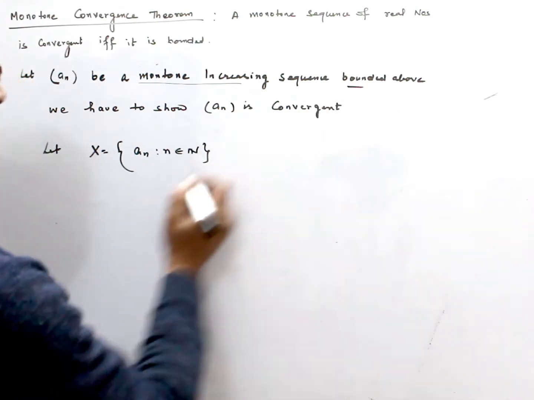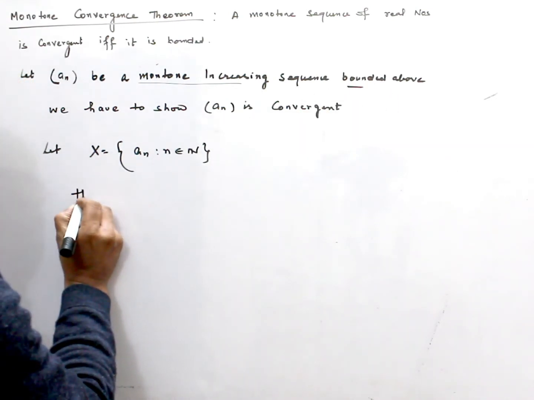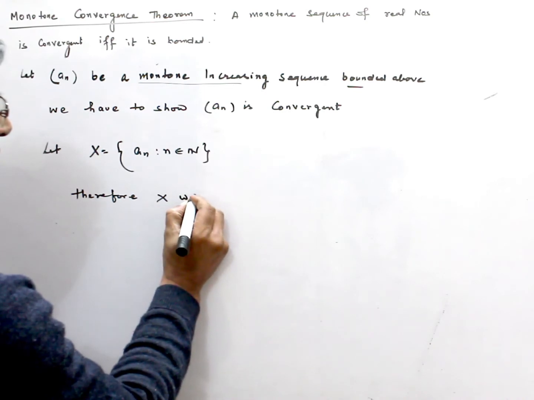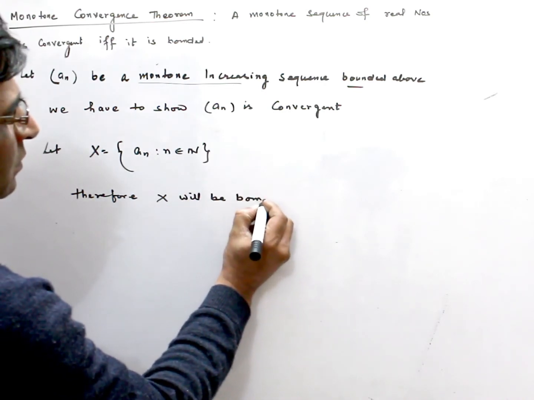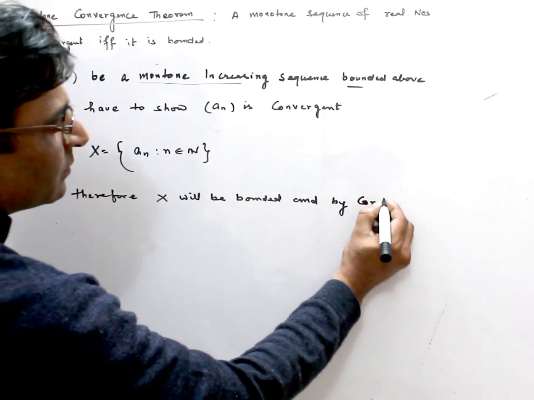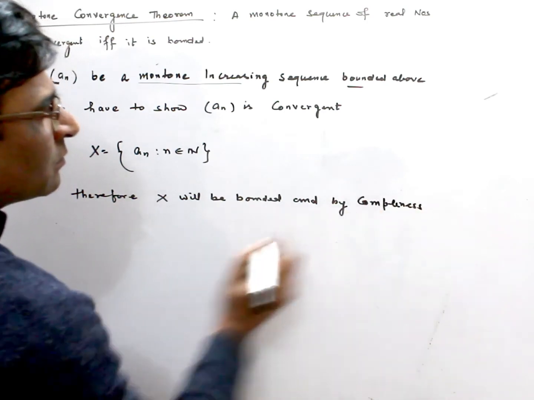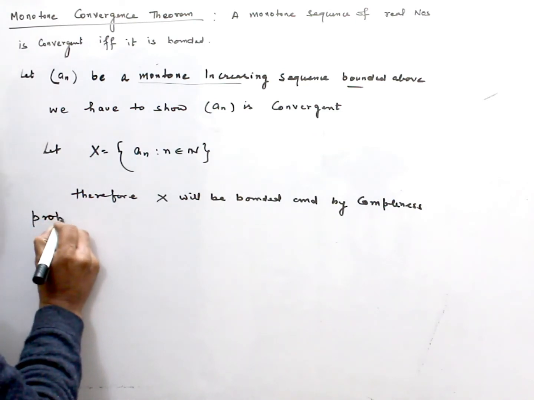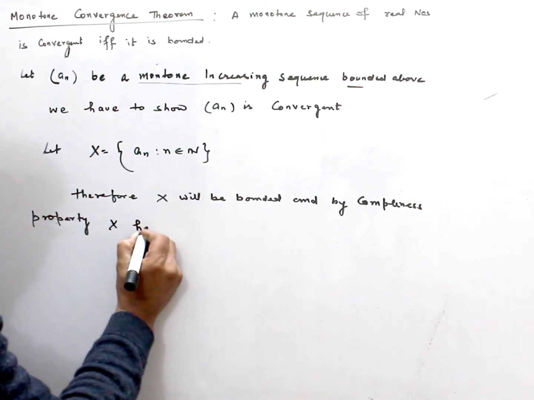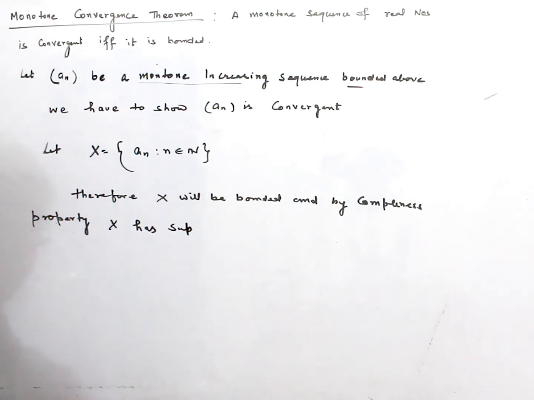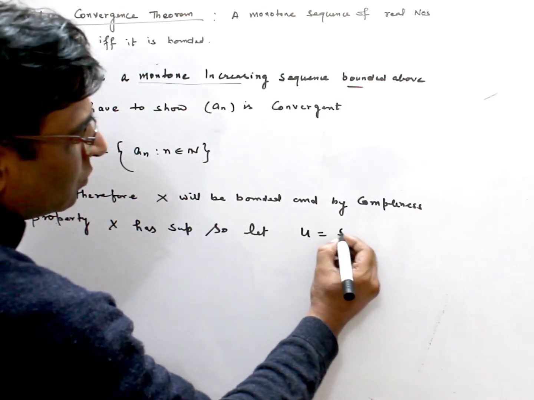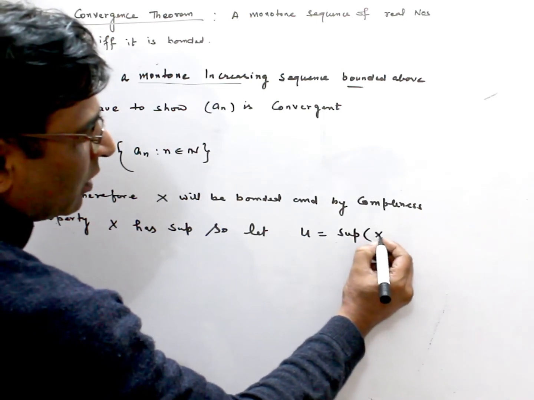Then the given is, therefore, X will be bounded, and by the completeness property, X has a supremum. So let U be equal to the supremum of X.